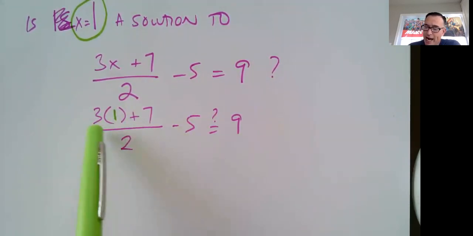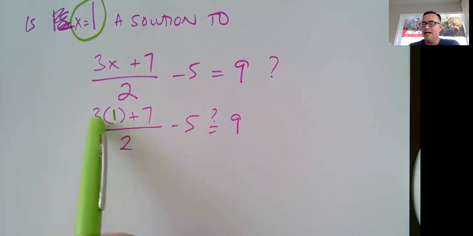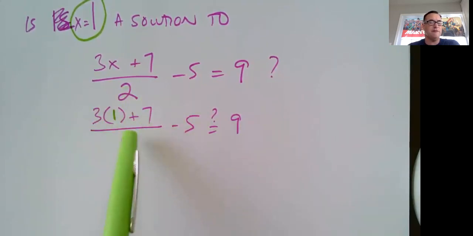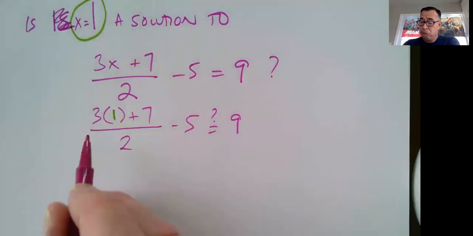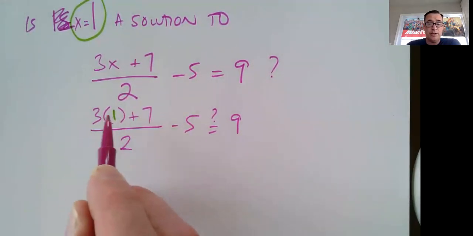When I do this work, anything on the top of a fraction is kind of like a set of parentheses. So I got to do this stuff up here first. Let's just do it one thing at a time. So here, let's do the top. 3 times 1 plus 7.